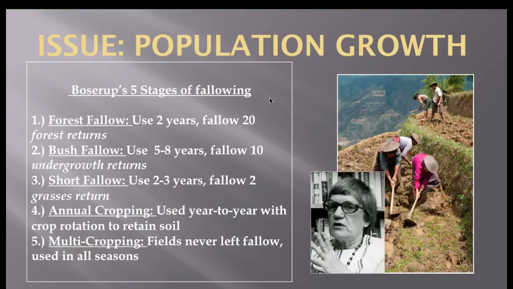Annual cropping simply means you're going to continue to use it throughout the year. However, with crop rotation, you're not using the same nutrients. You're not going to deplete the soil as fast. So if you rotate your crops, it's going to be a little bit better. Therefore, you can have plenty of food because you're always cropping that area. And then multi-cropping, essentially, you never leave it fallow. As soon as it's done, you harvest it, and you replant it.